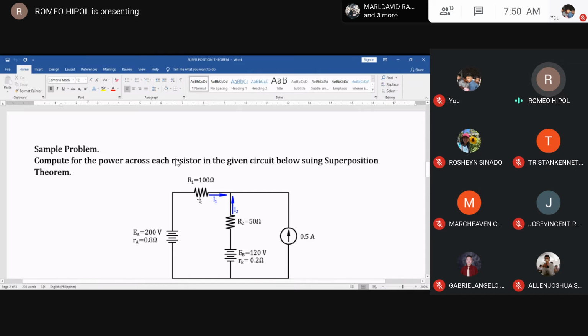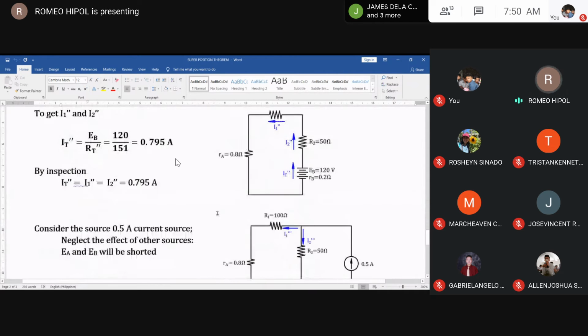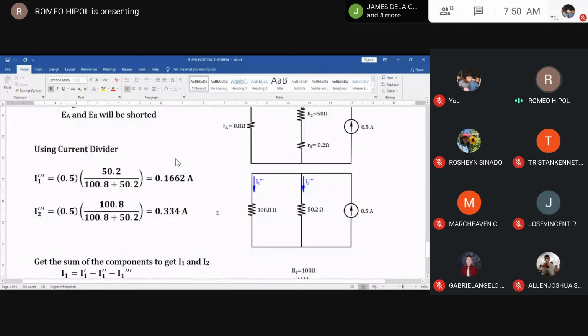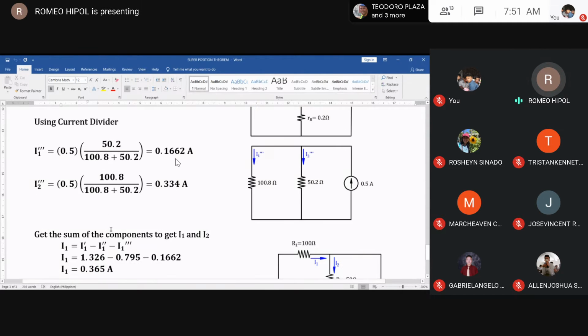Kaya nga sabi ko kanina, hindi na gaanong importante yung pag-assume ng current direction kasi you can just get the algebraic sum, then mag-set kayo ng polarity for a certain direction, and then for the equivalent opposite direction, we'll set a negative value. Naintindihan?